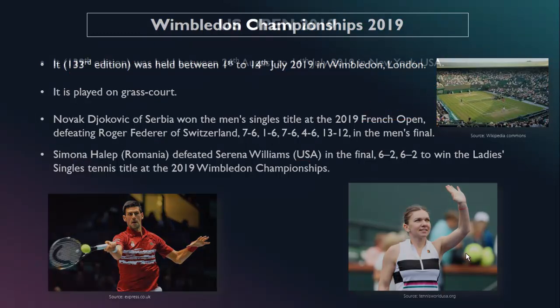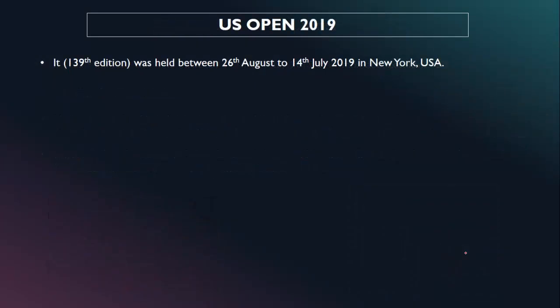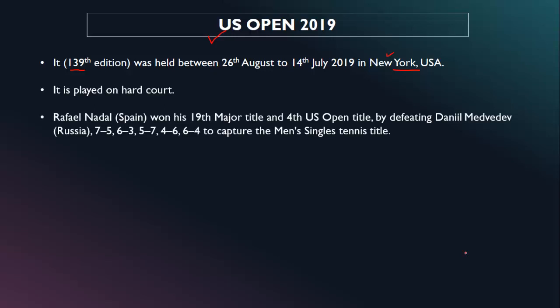Okay, let's move forward. Now we are moving toward the last tournament that we will discuss. It is the US Open. As the name suggests, this tournament takes place in the USA, in New York. And this was the 139th edition of the US Open, and held between 26th August to 14th July 2019. And friends, as the Australian Open is played on a hard court, the US Open is similarly played on a hard court only.